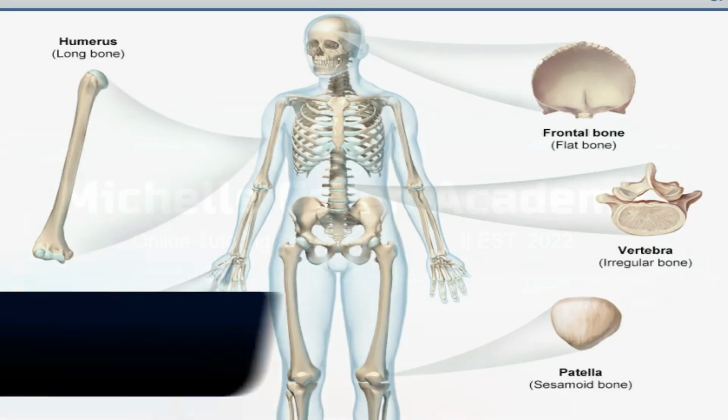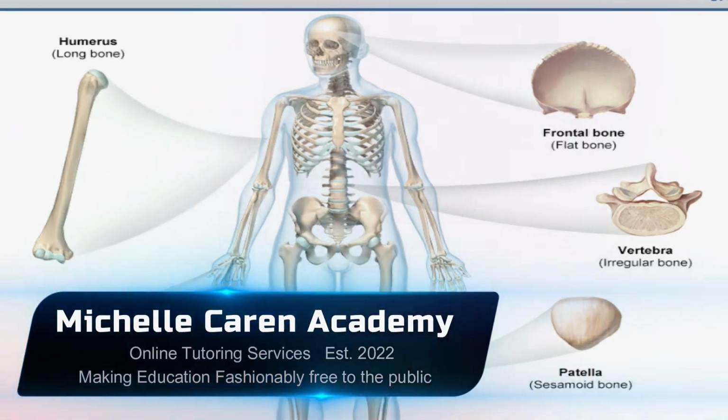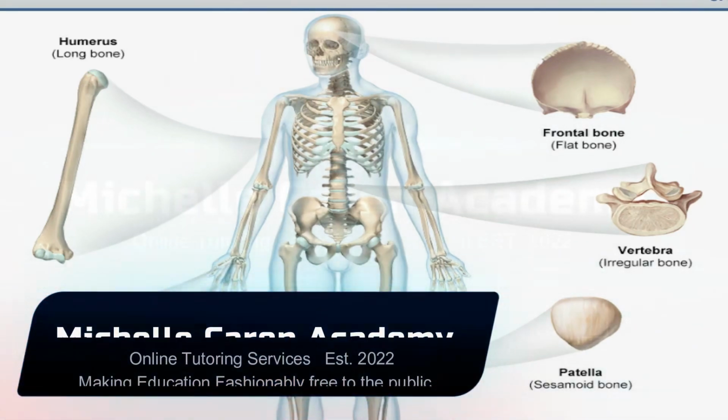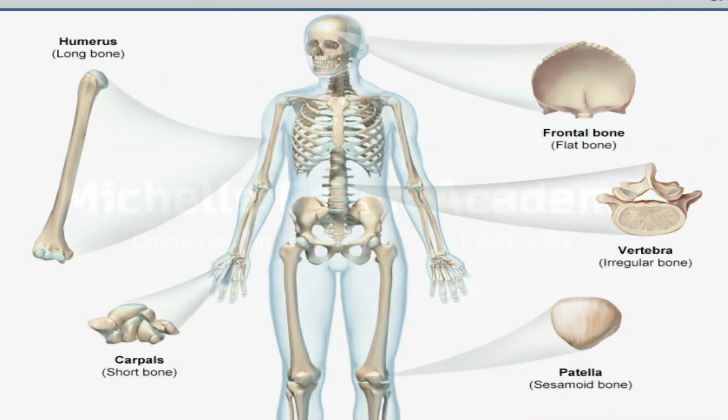There are 5 types of bones in the skeleton: long, short, flat, irregular, and sesamoid. A bone's shape is related to its function. For example, flat bones like the cranial bones and sternum protect internal organs, whereas long bones like the humerus and femur absorb stress and support body weight.